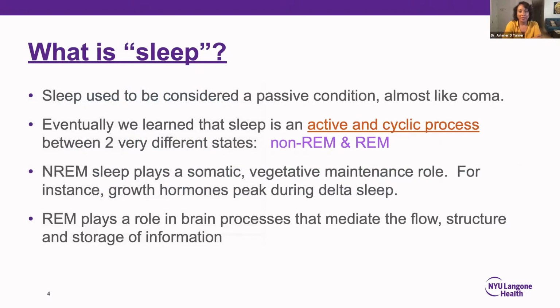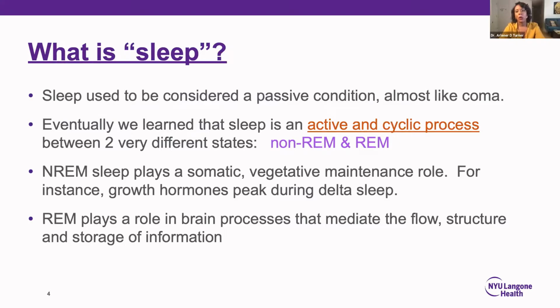So what is sleep? Sleep really used to be considered a passive condition like a coma, and we didn't really know what was happening there. But eventually we figured out that it's an active and cyclic process. So there's a cycle between two very different states, non-rapid eye movement sleep and rapid eye movement sleep. Non-rapid eye movement sleep generally tends to play a somatic vegetative maintenance role. So this is when the things that you don't think about happen, the things that you don't have to participate in, like growth hormones, which tend to peak during these deep times of sleep.